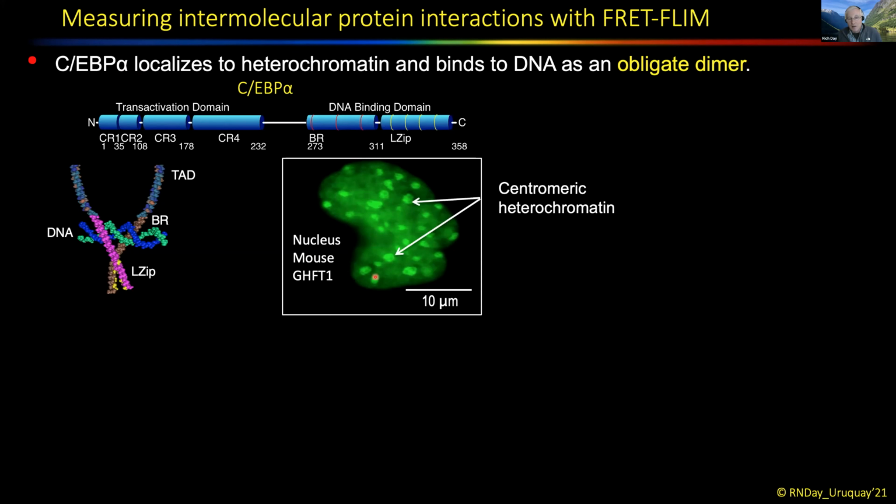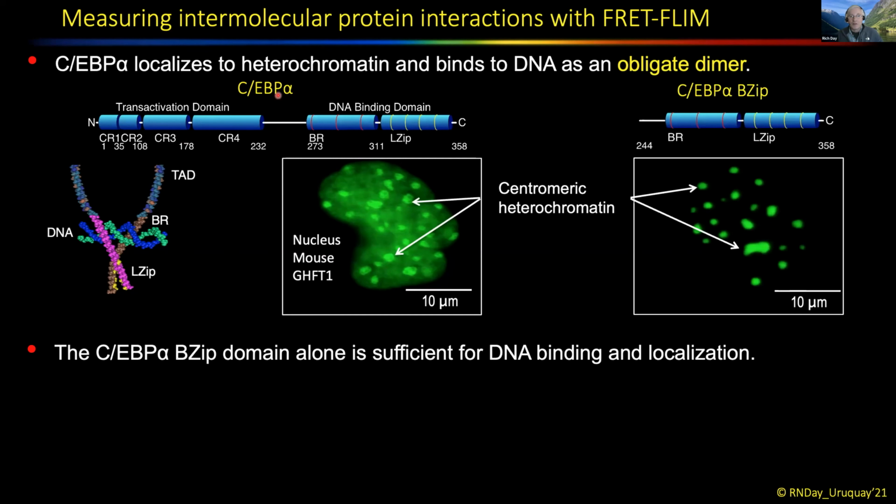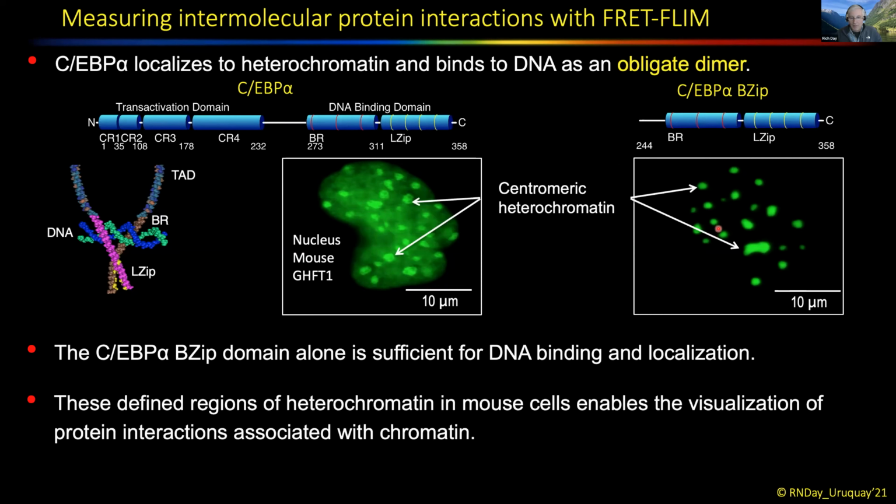So what you can see here is the nucleus of a cell, and this is a mouse cell, and mouse cells package their heterochromatin in these discrete islands, and this is centromeric heterochromatin. You can see C/EBP alpha preferentially localizes there. And if we do away with its transactivation domain and just keep the DNA binding domain, it goes exclusively to these regions of heterochromatin. So it actually is a very useful probe if you're interested in looking at FRET inside the nucleus, because it localizes to these regions of heterochromatin.